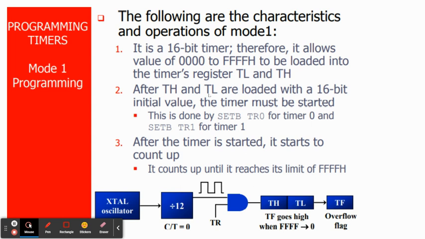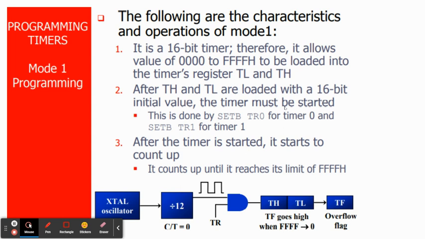Now, after the TH and TL are loaded with a 16-bit initial value, again, this initial value will still need to be calculated so that we will determine what numbers in hexa we will put in the TH and the TL. The timer must also be started. And to start the timer in C language, we just write TR0 equals 1. Or if you're using timer 1, TR1 equals 1.